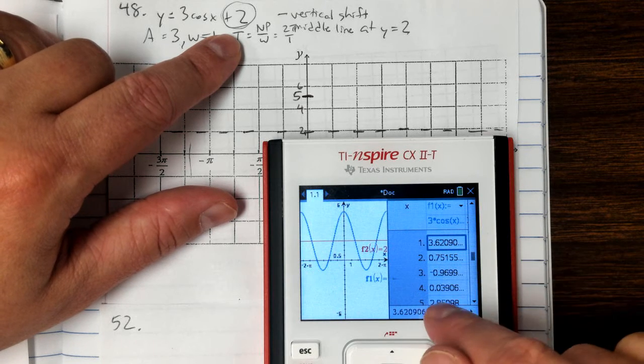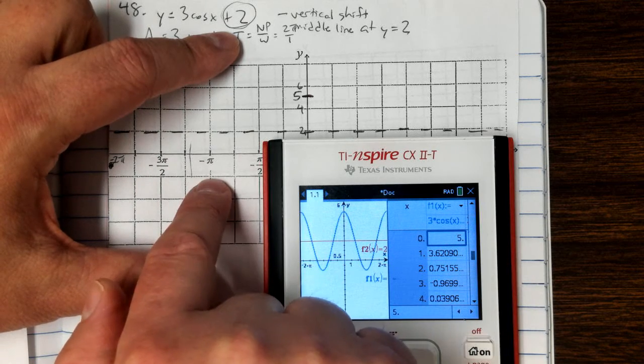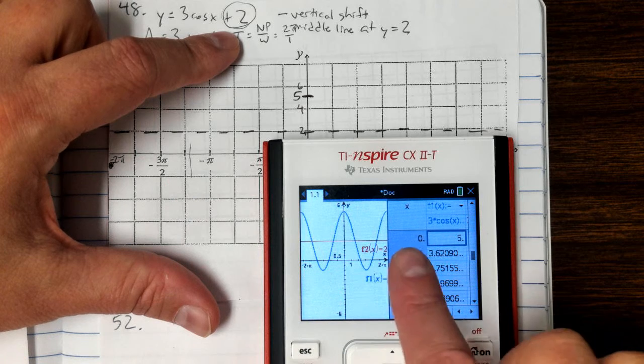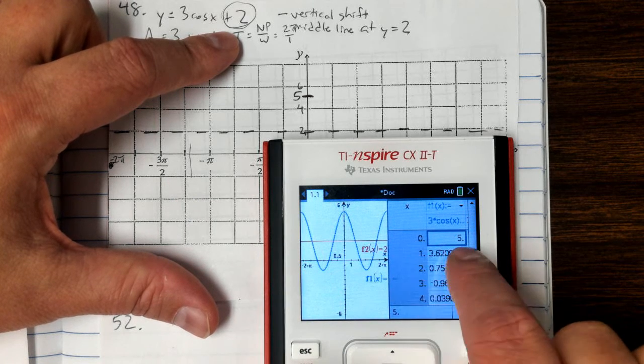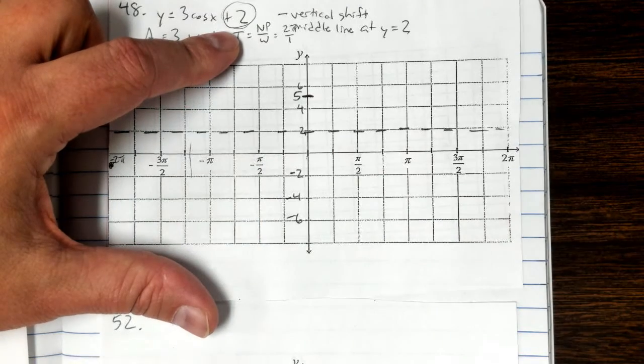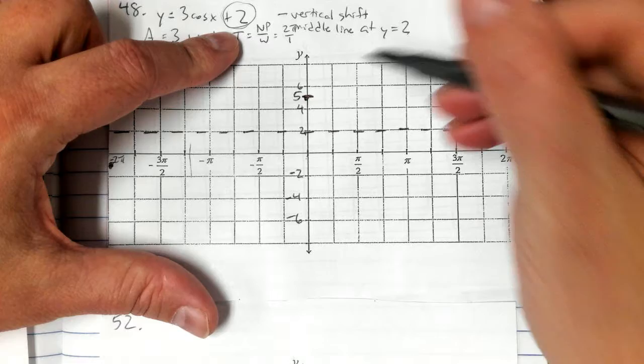And most of the numbers are not going to make sense because we need these numbers, which is why I usually just do it by hand instead of the calculator. But you do see that 0, 5 is what we want to start with. So 0, 5 is this dot.